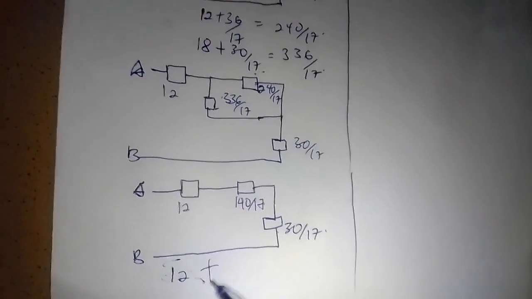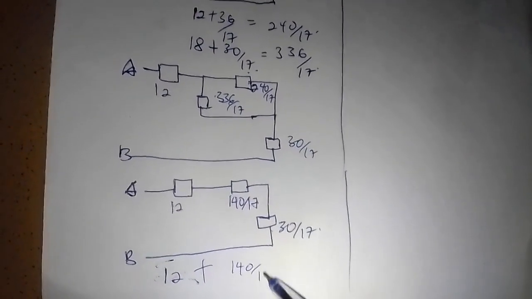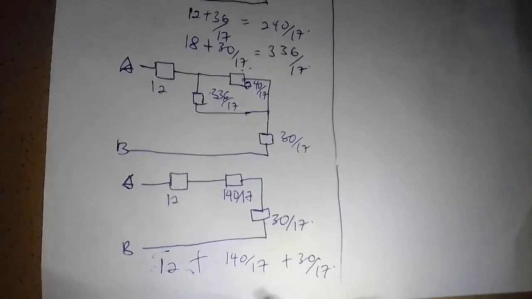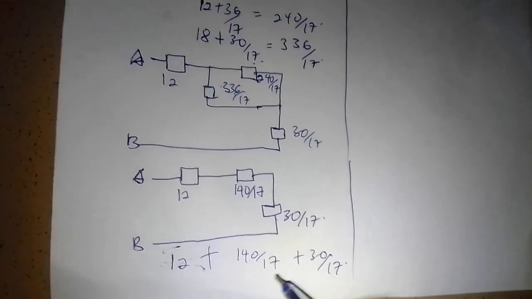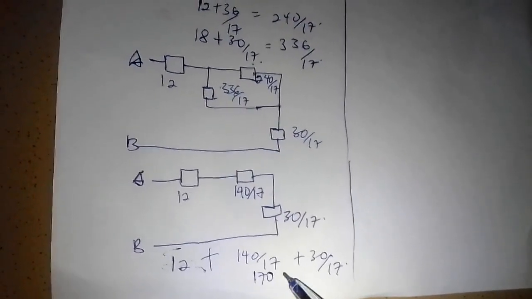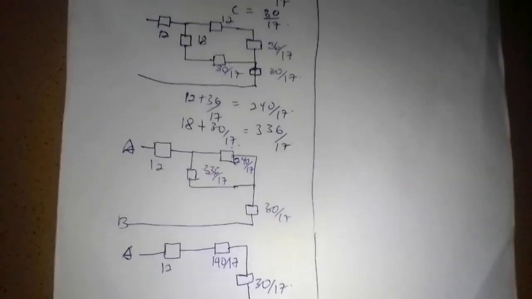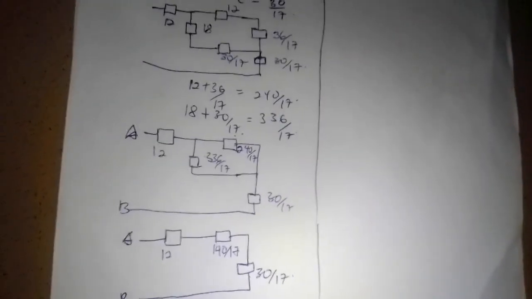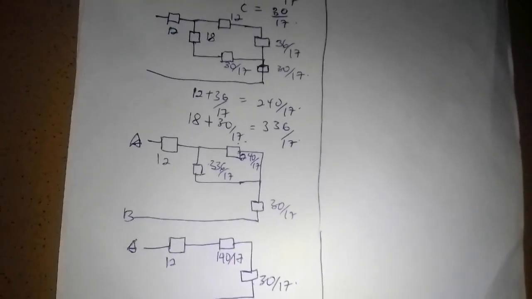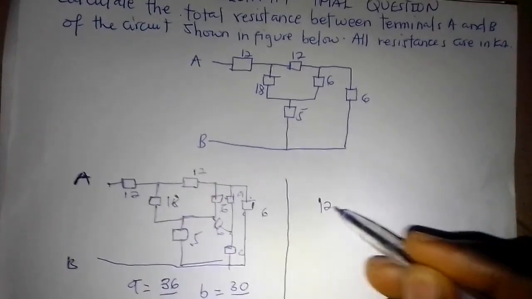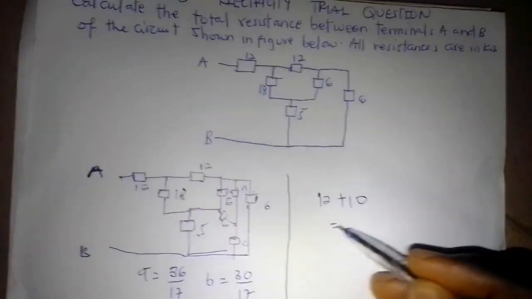I'm going to have 12 plus 140 over 17, then plus 30 over 17. I can add these since they have the same denominator. So this is going to give me 170 over 17 plus 12. Let me add this on my calculator. 12 plus 170 over 17. I can see that 170 over 17, 17 goes into it 10. So I'm going to be left with 12 plus 10, and that will give me 22.